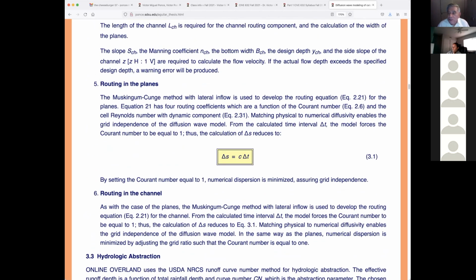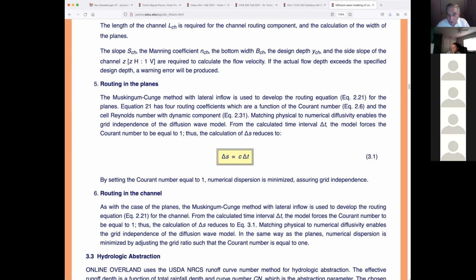So here is the crucial thing for us. The Muskingum method is used to develop the equation. The equation has 4 routing coefficients. Matching physical and numerical diffusivity enables the grid independence. The only method that is grid independent is the one that matches.